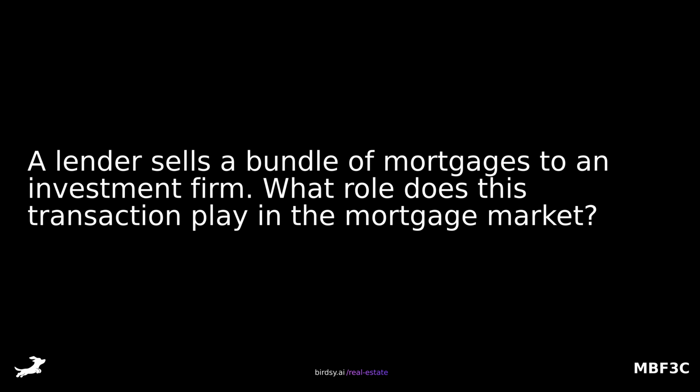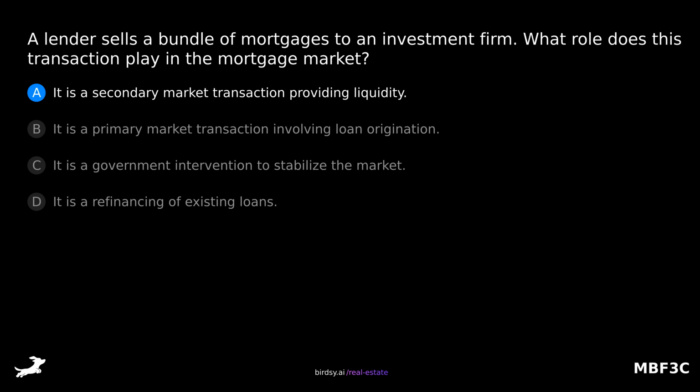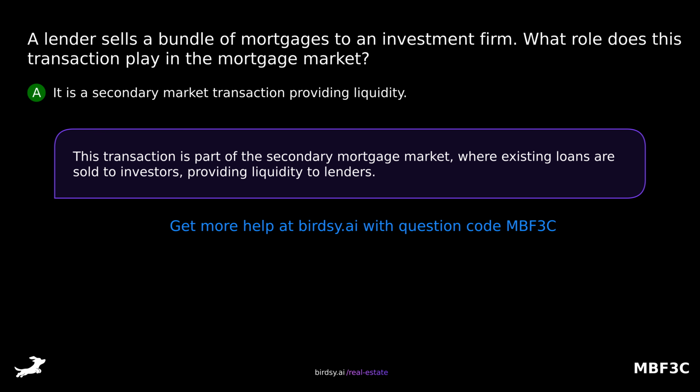A lender sells a bundle of mortgages to an investment firm. What role does this transaction play in the mortgage market? Is it A, it is a secondary market transaction providing liquidity, B, it is a primary market transaction involving loan origination, C, it is a government intervention to stabilize the market, or D, it is a refinancing of existing loans? The answer is A, it is a secondary market transaction providing liquidity. This transaction is part of the secondary mortgage market where existing loans are sold to investors, providing liquidity to lenders.